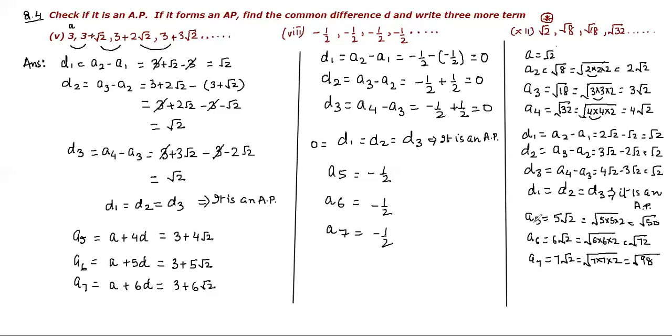Now we need to find out the fifth, sixth and seventh term of the AP. We are able to observe the pattern. A1 was square root 2, A2 is 2 square root 2, A3 is 3 square root 2, A4 is 4 square root 2. So if I ask what will be A5, that will be 5 square root 2. If I ask what is A6, that will be 6 square root 2. If I ask what is A7, that will be 7 square root 2.